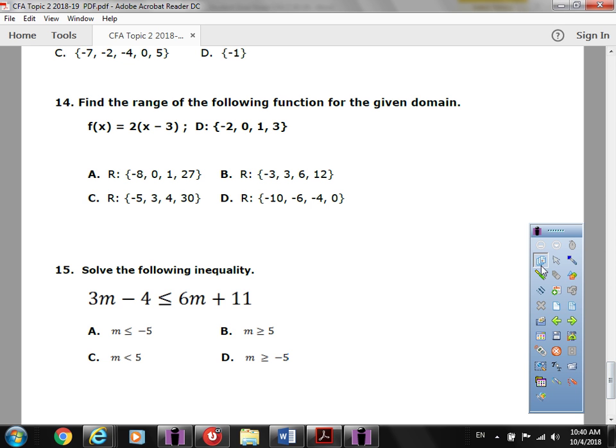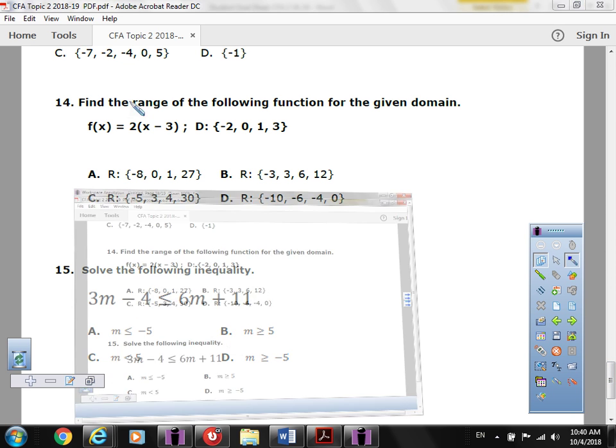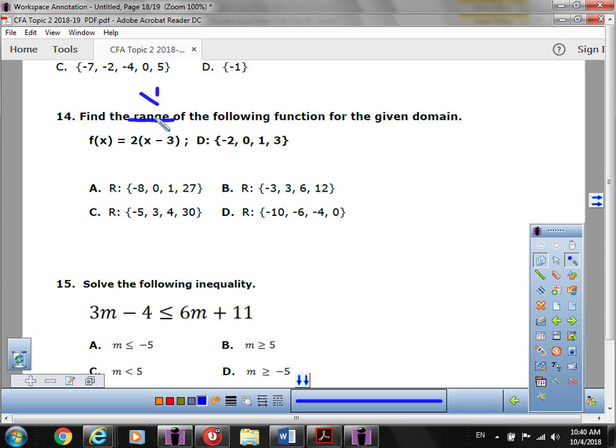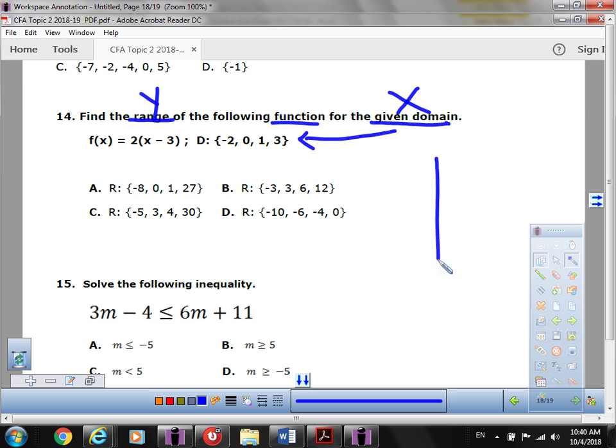Now here they wanted to know, okay, find the range. And I told you when we did the notes, I said put a Y on top of the word range, because you know that's Y. Find the Y of the following function for the given domain. Okay, domain are your X values. Those right there were your domain values. And so what that means on a table is that all of these numbers were the X's. So when you write them in your table, you're writing them here.